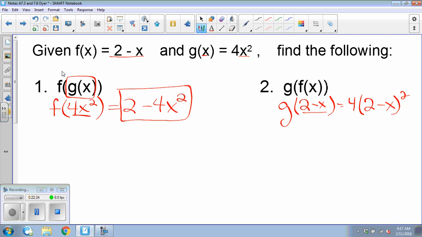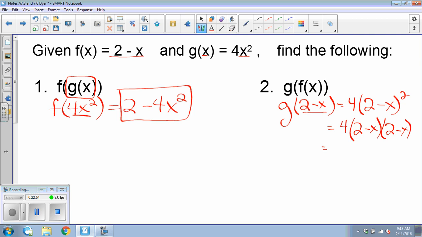So now I have to expand (2 minus x) squared, because anything squared means that times itself. You can't just square each piece individually. So what you're going to have is 4 times (2 minus x) times (2 minus x), in parentheses. When you distribute that 4, it's only saying 4 times this piece, and then you get that answer and multiply it times that piece.